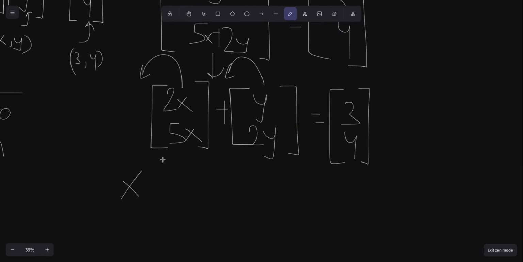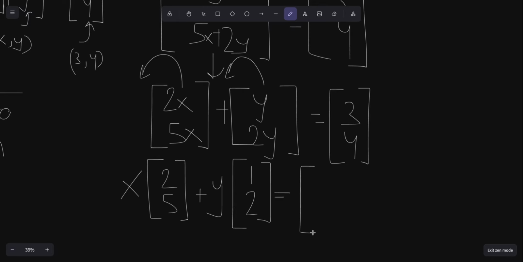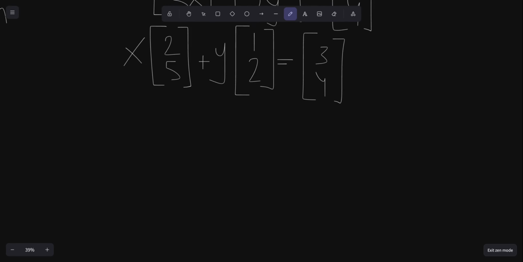So I get x times (2, 5) plus y times (1, 2), is equal to (3, 4) here. So what is this equation really saying? This is saying that if I have a vector 2 units and 5 units up, so this is going to be the vector here, and I have another vector 1, 2. So I go 1 unit here and 2 units up.